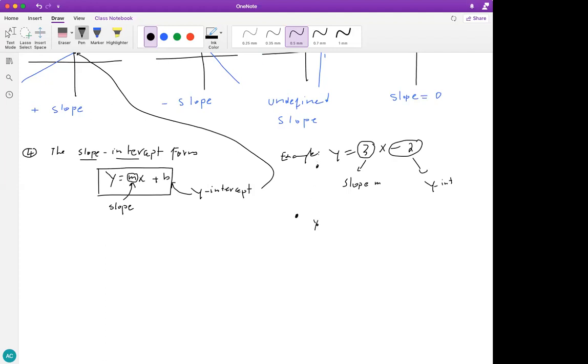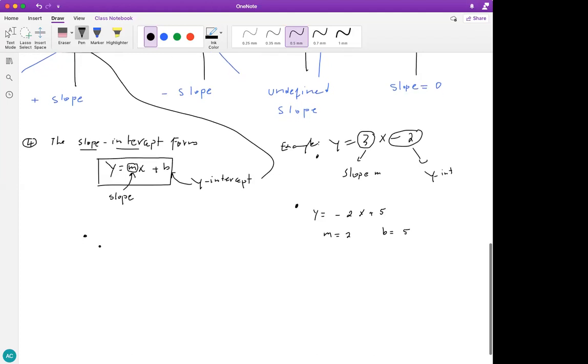Let me give you another example. So y equals negative 2x plus 5. Okay, what is the slope of this line? -2. That's right, the slope is right here. So m is -2. What's b, or the y-intercept? 5. That's right, 5, or positive 5. Sometimes it's a negative, but here it's positive. So just read that value next to the x.